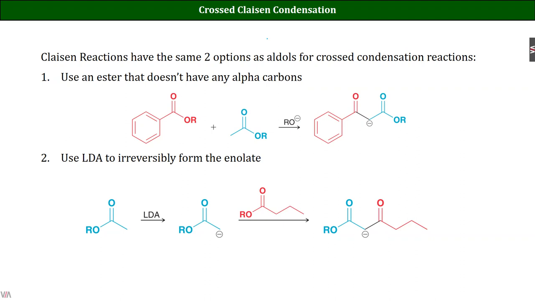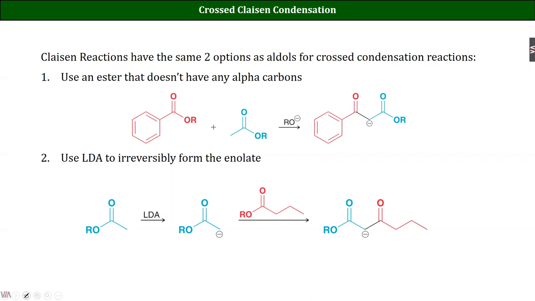If we want to do a crossed Claisen condensation, same issues as with crossed aldol condensation. We either have to use an ester that doesn't have any alpha carbons, or we have to use LDA as our base. And luckily, LDA is sterically hindered, so you don't wind up with that substitution reaction happening too much. You still are going to have some of that, where you wind up making an amide as a side reaction. But because LDA is sterically hindered, it's a much better base than a nucleophile, so you don't wind up with too much of the amide product.